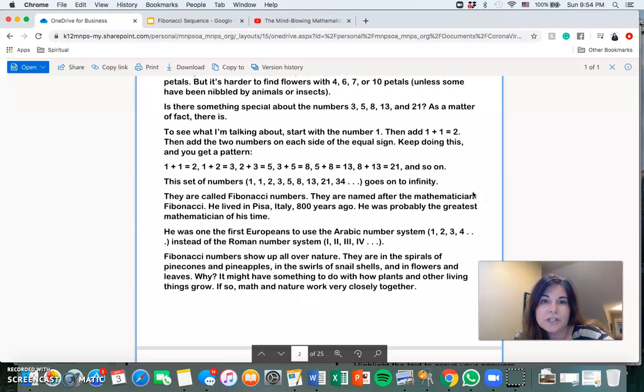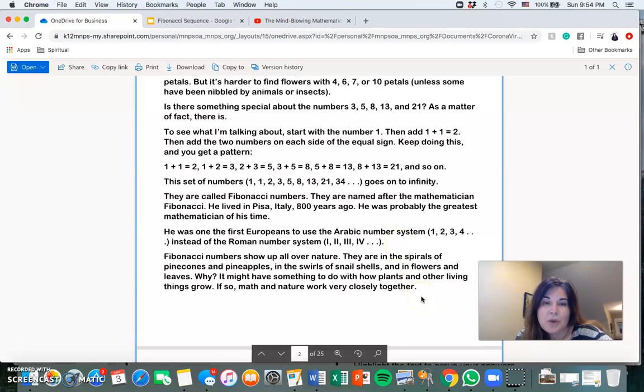They are called Fibonacci numbers. They are named after the mathematician Fibonacci. He lived in Pisa, Italy, 800 years ago. He was probably the greatest mathematician of his time. He was one of the first Europeans to use the Arabic number system. And it's the numbers that look like this, 1, 2, 3, 4, etc. Instead of the Roman number system, where you've got the I, IV, those are the Roman numerals.